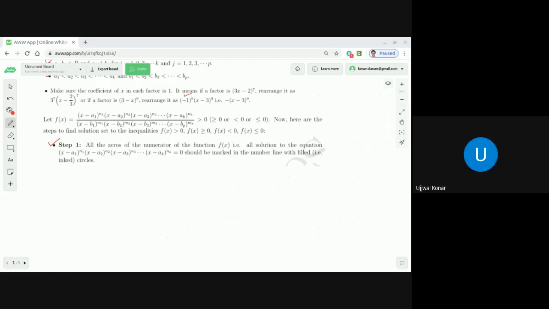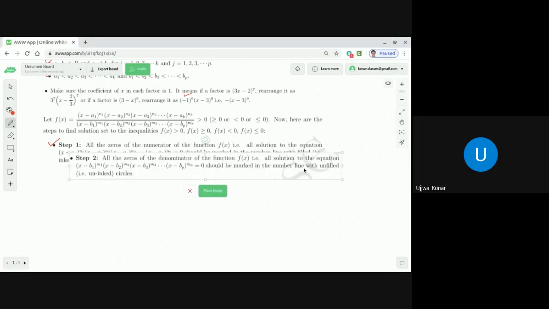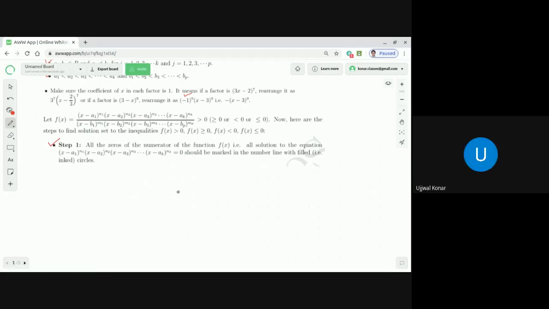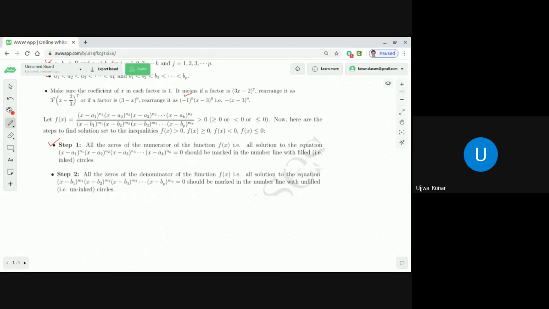Step 2 says the following thing. I'm just going to show it to you here. Step 2 says that all the zeros of the denominator of the function f(x), that is all solutions to the equation (x minus b1) power m1, (x minus b2) power m2, (x minus b3) power m3 till (x minus bp) power mp equal to 0, should be marked in the number line with an unfilled circle, that is an uninked circle, empty circle. Correct, dear students? I hope you will relate it. That is step 2.